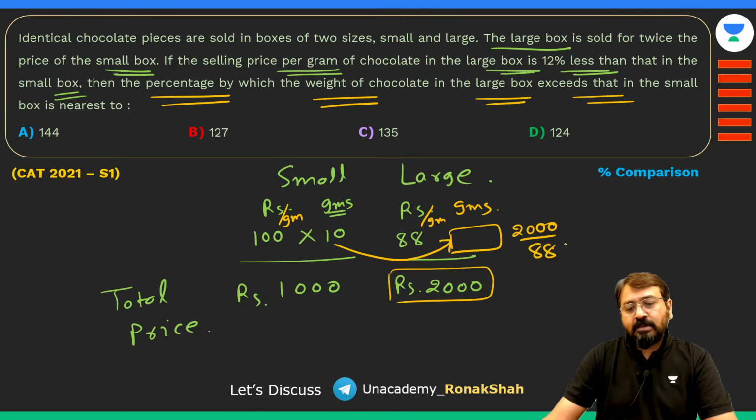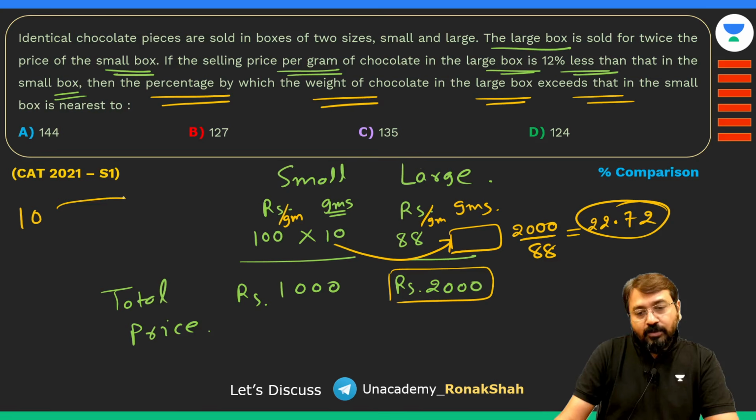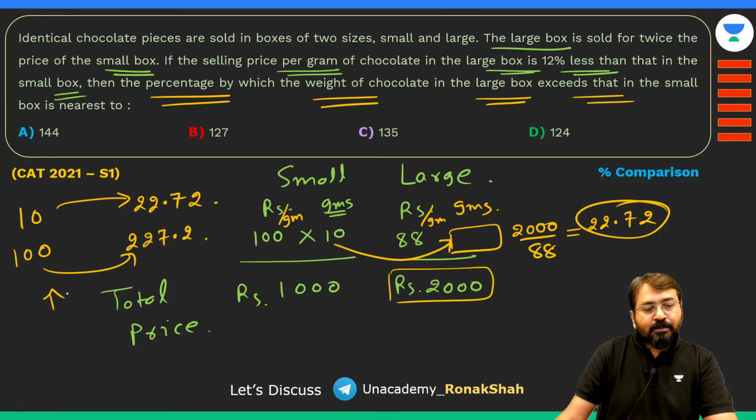So we know 2000 by 88, you can use a calculator, it will come out to be 22.72. So 22.72 is how many percent more than 10? I can say you can assume this 10 as 100, so this will come out to be 227.2. So we can say it's approximately 127% more.